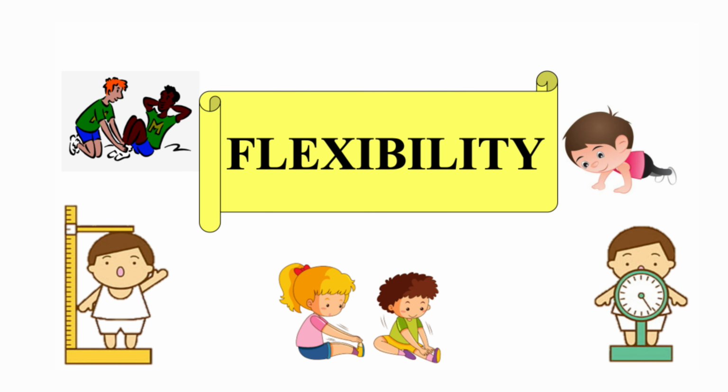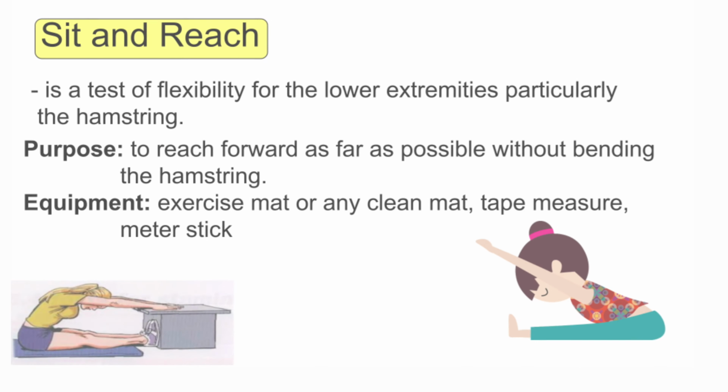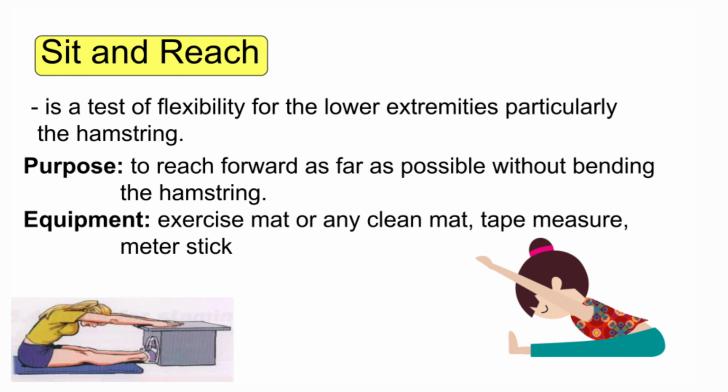Another health-related fitness test is flexibility. The first test of flexibility is sit and reach. It is a test of flexibility for the lower extremities, particularly the hamstring. The purpose is to reach forward as far as possible without bending the knees. Equipment are an exercise mat or any clean mat, tape measure, and meter stick.